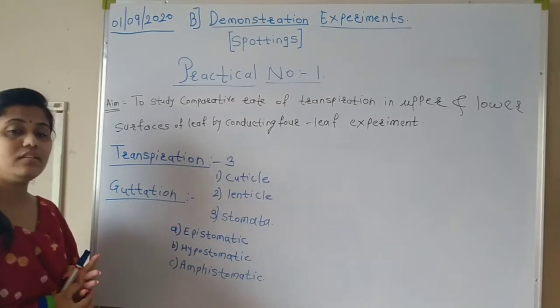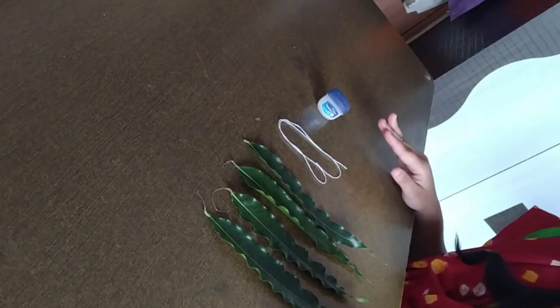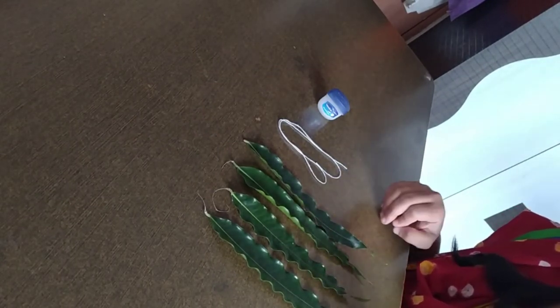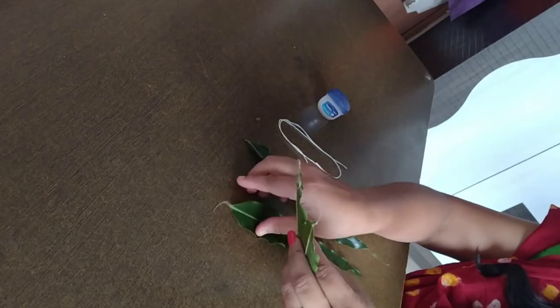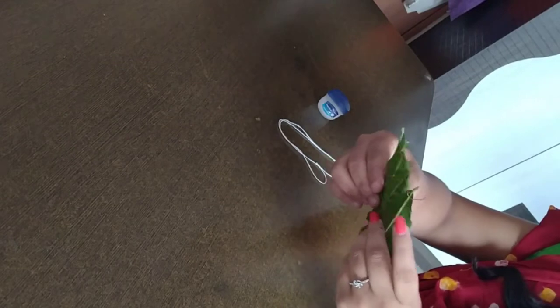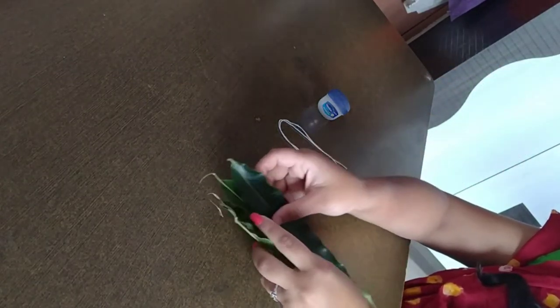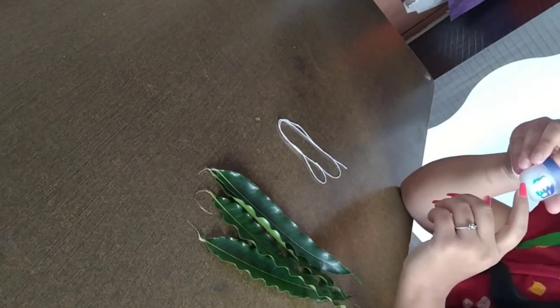Now we will see the actual process of this experiment. So now we will start the experiment. First we will see what the requirements are. We have taken four leaves which are the same in structure as well as in size. Second is petroleum jelly, that is called Vaseline, and thread.